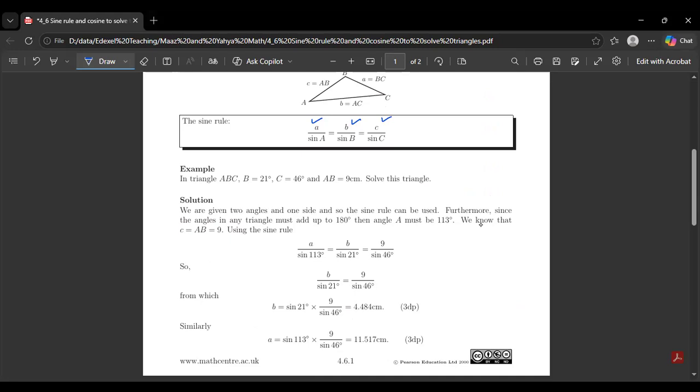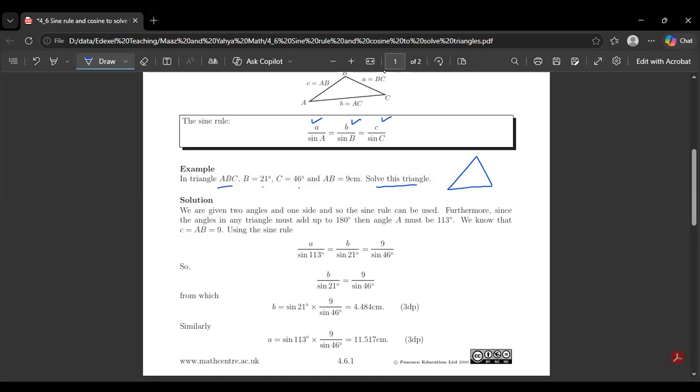So you can see the triangle ABC is given to us, in which the angle B is 21 degrees, the angle C is 46, and AB is the side which is 9 centimeters. Now the question says solve this triangle. Solve this triangle means that we have to find out the unknowns, whatever unknowns are not given, so we have to work for that.